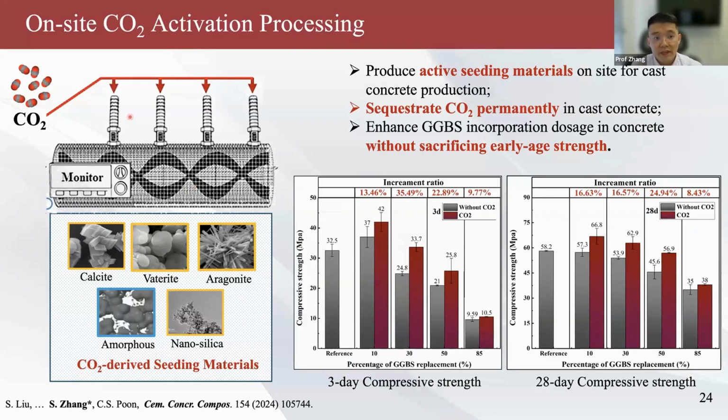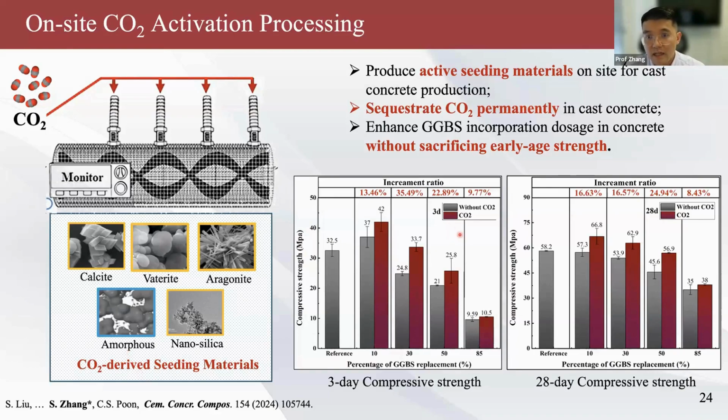So we designed our own reactor, and in this reactor, CO2 is converted into calcium carbonates in different crystal forms, including calcite, vaterite, aragonite, amorphous calcium carbonate, and nano silicon. Those CO2-derived seeding materials greatly enhance the hydration and the reaction of concrete. We found it particularly effective in an activated GGBS-OPC binary system.